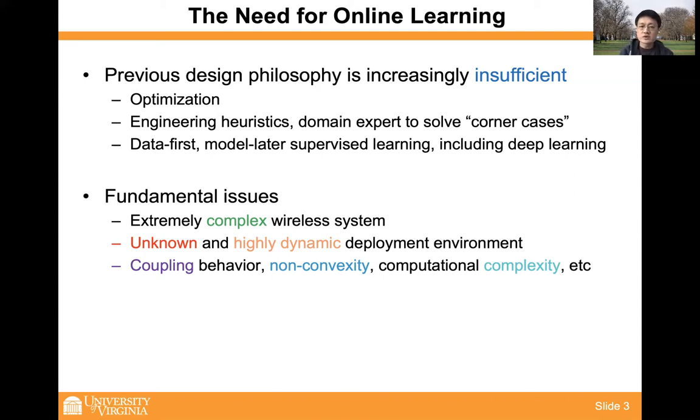So fundamentally, the issues we are facing here, I summarize in 3 points. One is the extremely complex wireless system. Second is the unknown and highly dynamic deployment environment. And the third is this coupling behavior that, for example, relates multiple KPIs, or the non-convexity of the optimization problem, or the computational complexity of certain algorithms that just do not scale with the system dimensions.